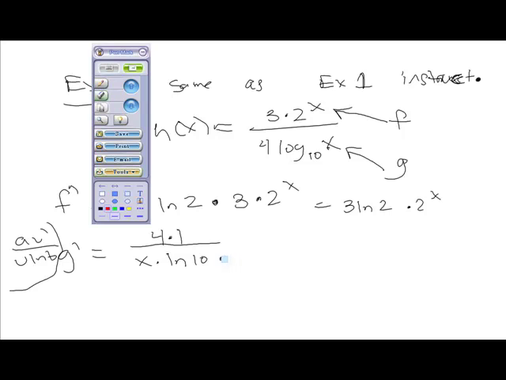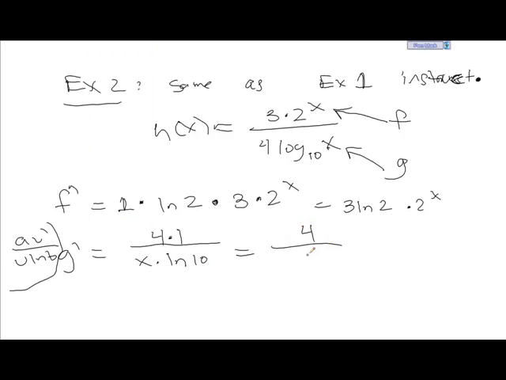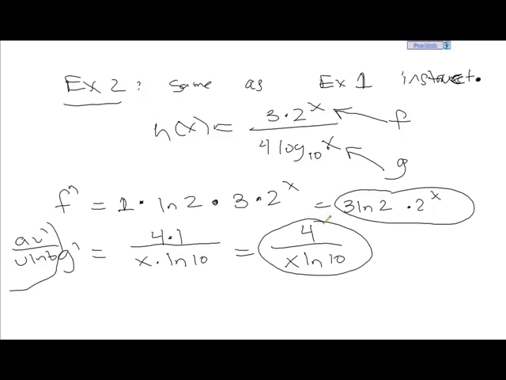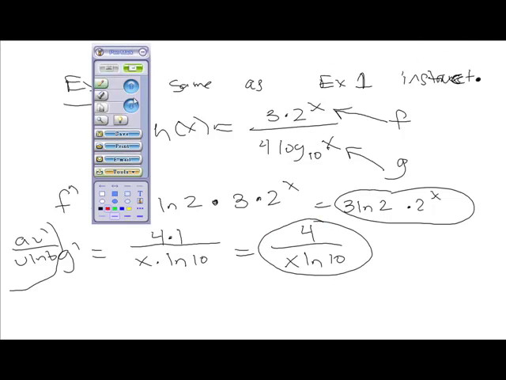Of course, I do want to simplify this just a little bit. I'll just write 4 over x ln 10. And the reason I do that is just so I don't have to write so much, because the quotient rule is obviously a big, long, messy thing. So here's my f prime, here's my g prime, and I know where to go with this. I will just do h prime equals f prime g minus f g prime over g squared.